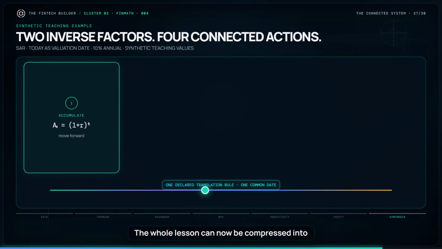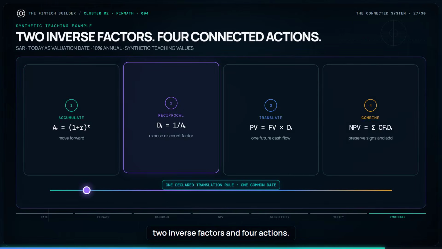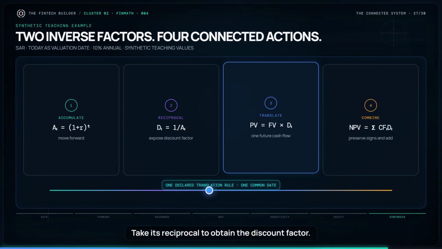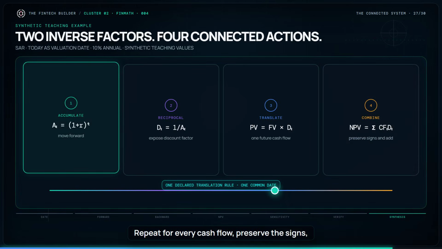The whole lesson can now be compressed into 2 inverse factors and 4 actions. Build the accumulation factor to move money forward. Take its reciprocal to obtain the discount factor. Multiply one future cash flow by that factor to find present value. Repeat for every cash flow. Preserve the signs and add the translated amounts to obtain net present value.